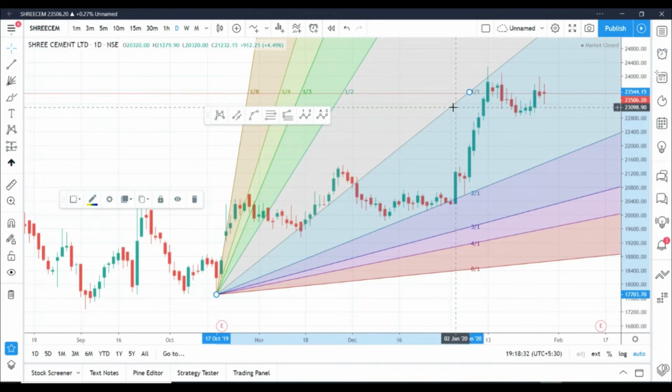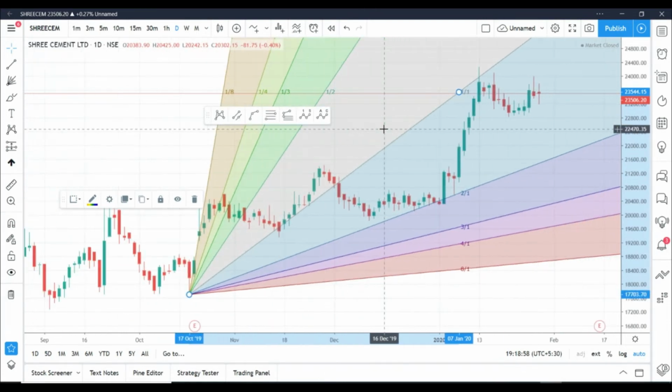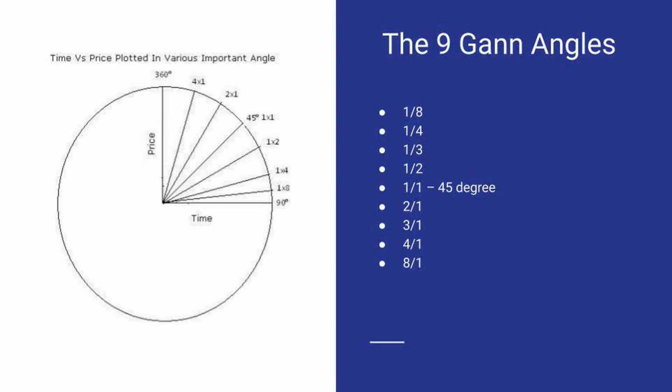The most important angle in this case is the 45-degree angle, which is the 1x1 line. We shall discuss this nomenclature later on. And for every Gann angle, a line is derived from that angle, which is extended indefinitely towards infinity and beyond. Also you can see that 4 different Gann angles are above 45 degrees and 4 different Gann angles are below 45 degrees, which are 1/8, 1/4, 1/3, 1/2, and below, 2/1, 3/1, 4/1, 8/1. We shall come into more details after some time.